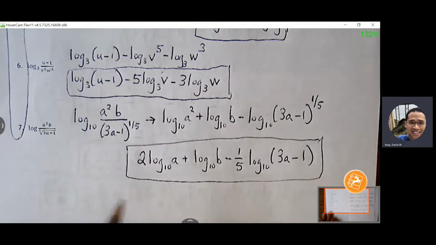When we get the properties, yeah, we've got to know them. Yeah, know them.